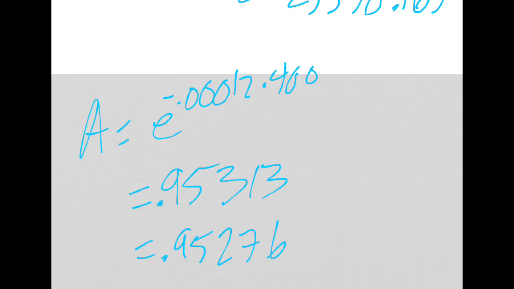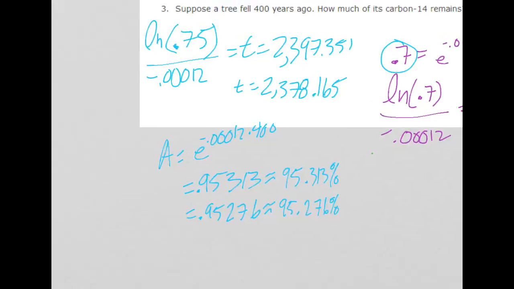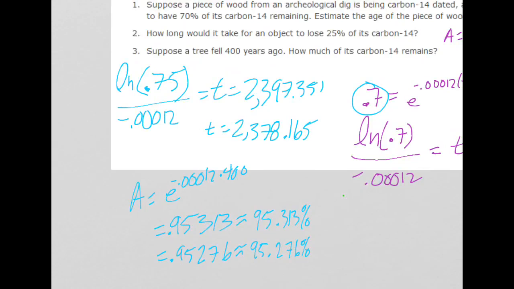0.95313 if you round, 0.95276 if you don't round. But remember, these are talking about percents, so we can say 95.313% remains, or 95.276% remains. And we're done.